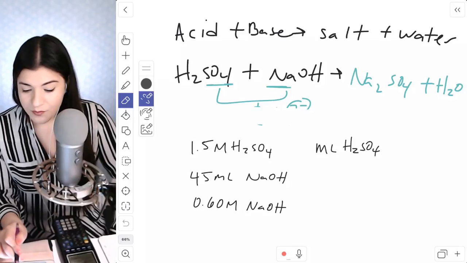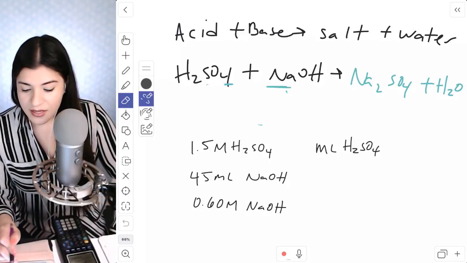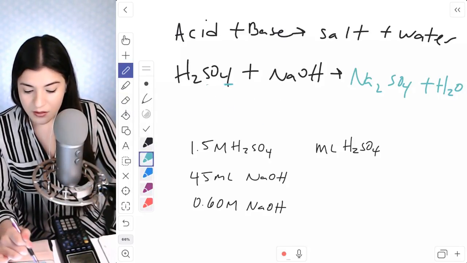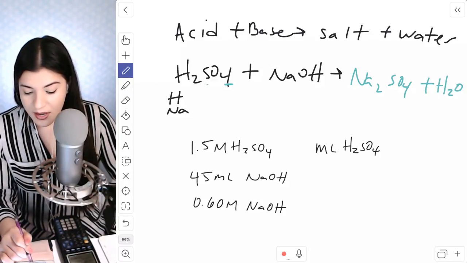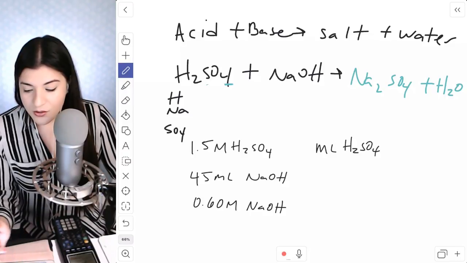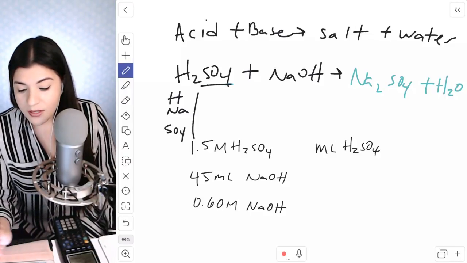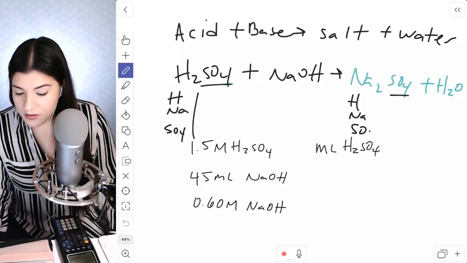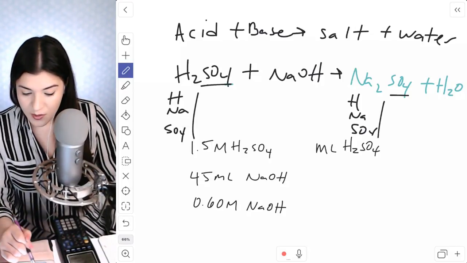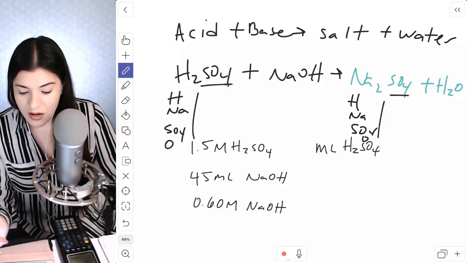And then we want to balance this out. So let's balance this out. So here, let me put that to the side. I'm going to put hydrogen, Na, and then SO4. Any sort of polyatomic ion, I want to leave those together just to make balancing so much easier. And then I'm also going to put that oxygen here.